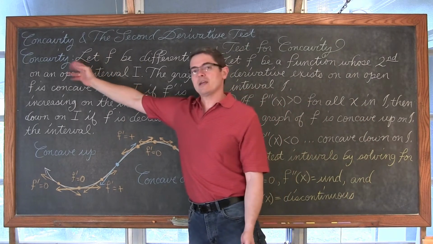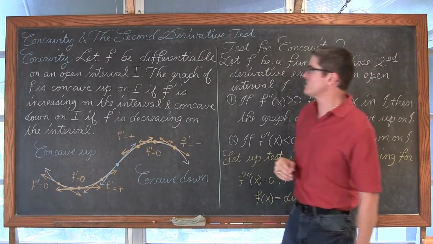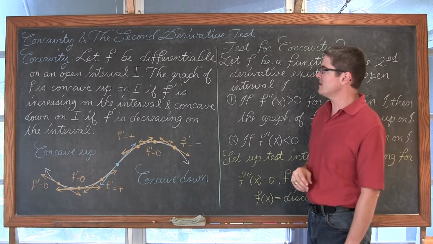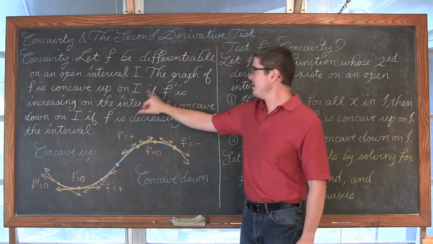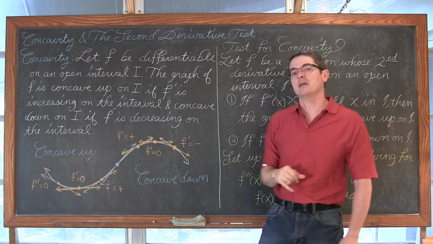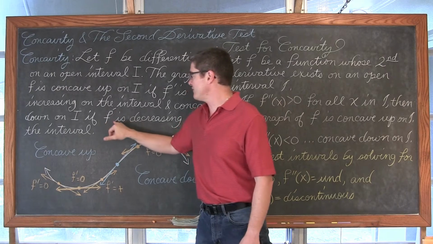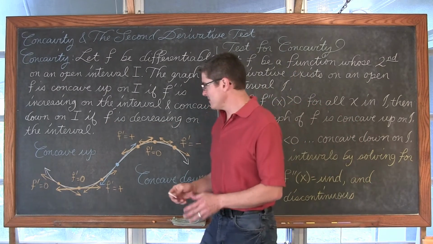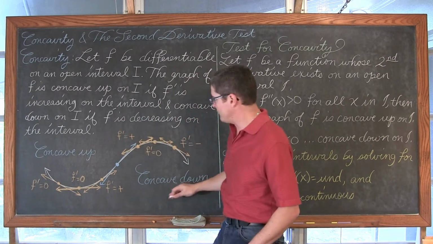So let's talk about concavity right now. Let f be differentiable on an open interval I. The graph of f is concave up on that interval if the derivative of f is increasing on the interval, and concave down if the derivative of f is decreasing on the interval. So concave up, concave down.